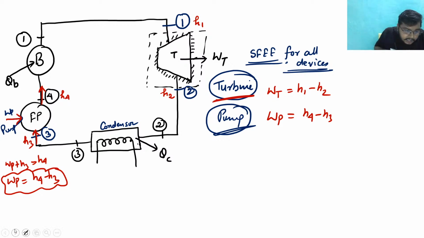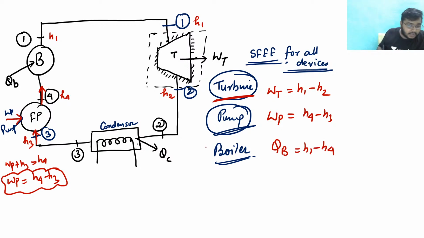Okay, next thing we are going to analyze is the boiler. What would be the case for a boiler? For a boiler, this is state 1, so enthalpy associated with state 1 would be H1. Now QB you are giving, H4 you are giving, and this is out. So QB would be H1 minus H4.